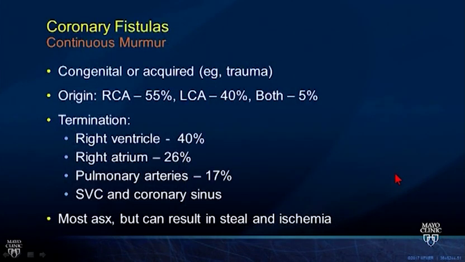Coronary fistulas can present with a continuous murmur on physical exam, and these can be congenital or acquired. Most arise from the right coronary artery, but they can also arise from the left in 40% of cases. And they can terminate in a variety of places: the right ventricle, right atrium, pulmonary artery, superior vena cava, and coronary sinus are the most common places. And these can result in steal and ischemia.